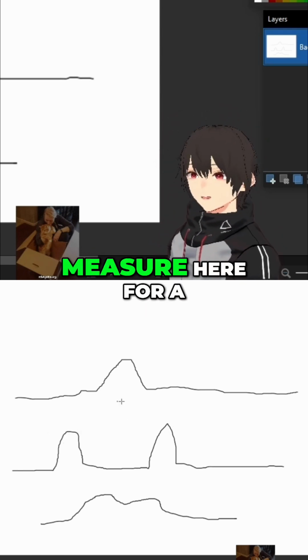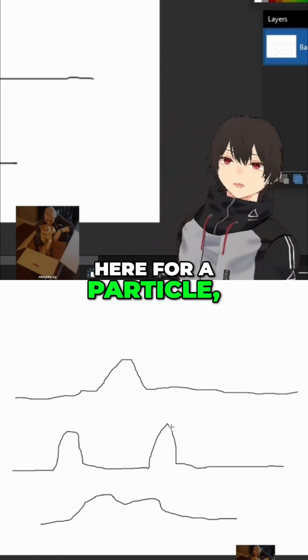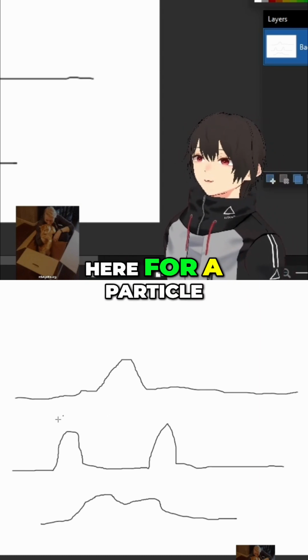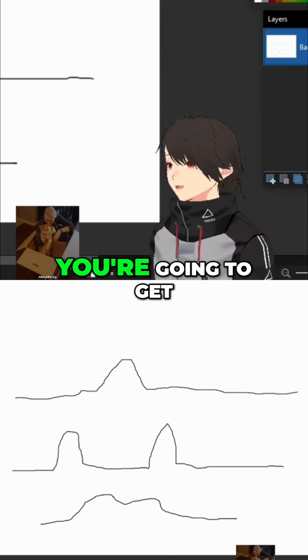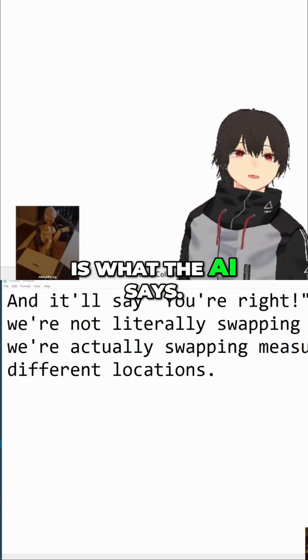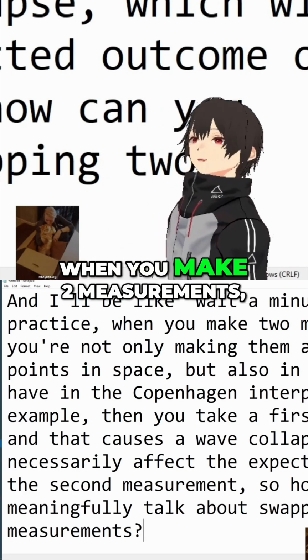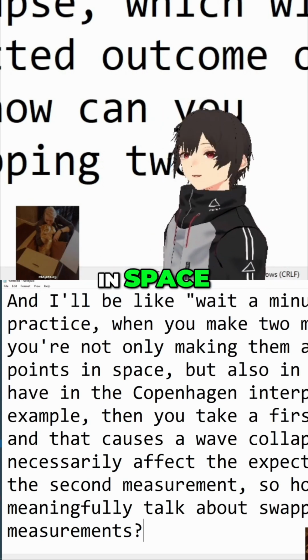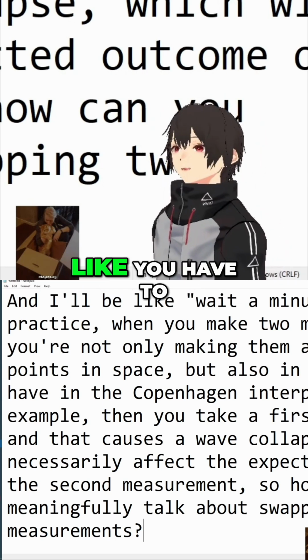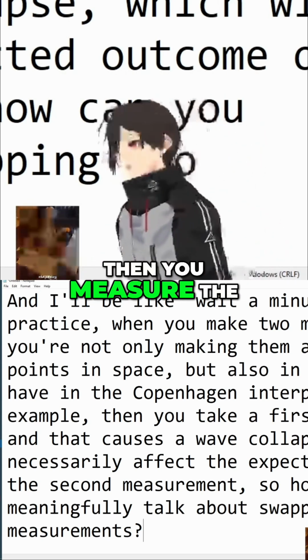So I guess it means if you measure here for a particle, and you measure here for a particle, you get one outcome. But if you measure here for a particle and then you measure there for a particle, you're going to get a different outcome. Is what the AI says. And then I'll say, wait a minute. In practice, when you make two measurements, you're not only making them at different points in space, but also different points in time, right? You have to measure one particle and then you measure the other particle.